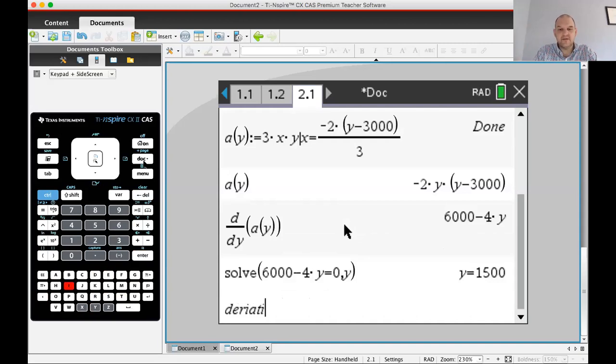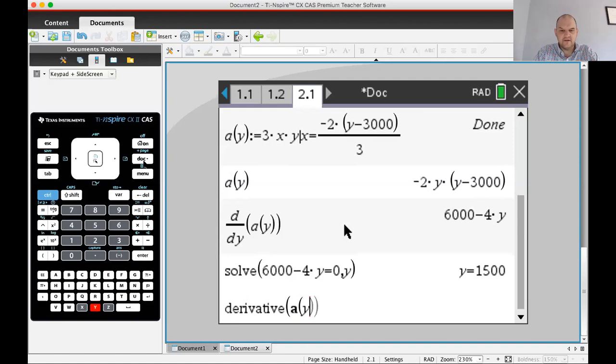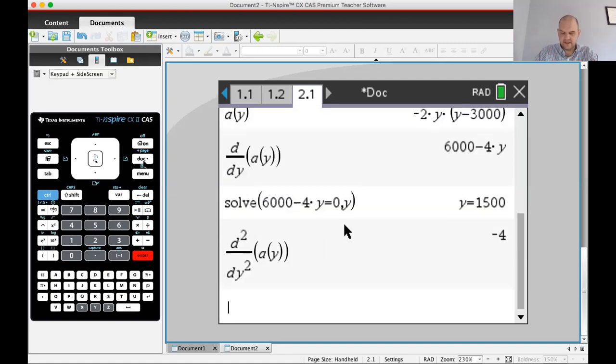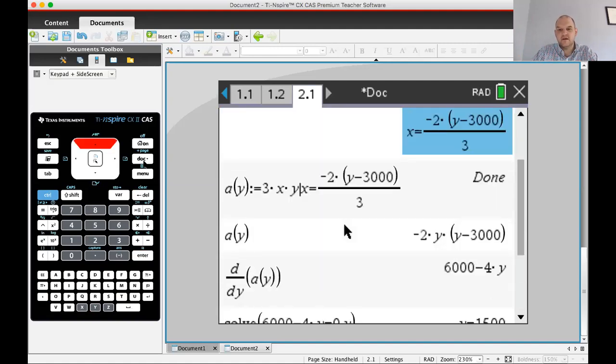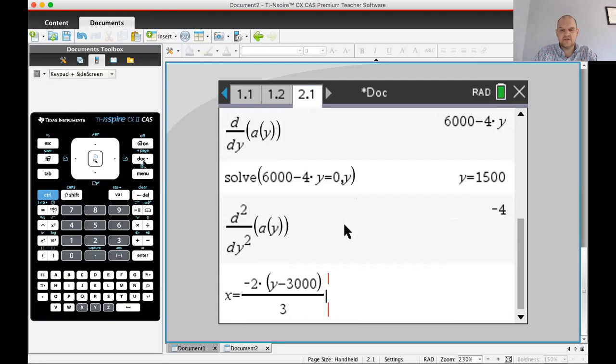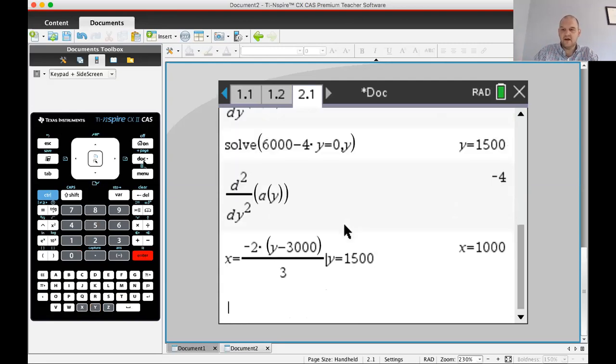If you're typing, which you very well might be, because if you bought the calculator, it comes with a license for your computer. You probably threw it away. They don't make a big enough deal of that. A of y, comma y. For the second derivative, do comma 2, and it's going to find the second derivative. You get this, -4, so less than 0 for everything. So that is, in fact, it. And then x is this, such that y equals 1500. We get 1000. So we got it.